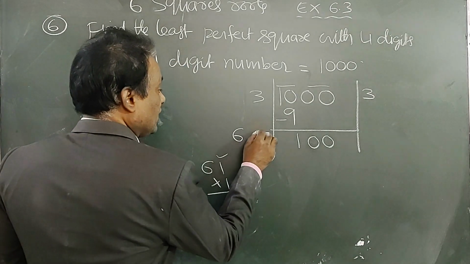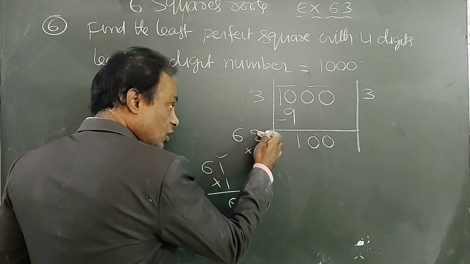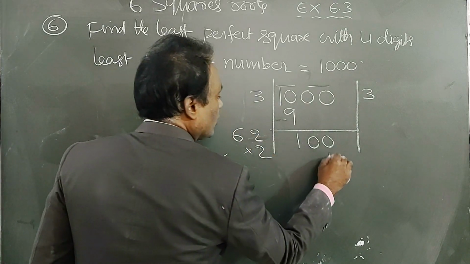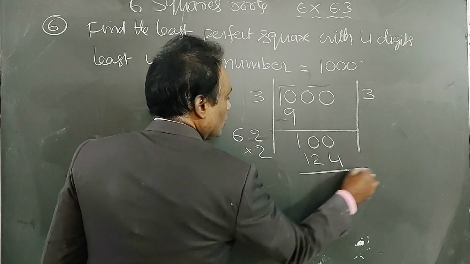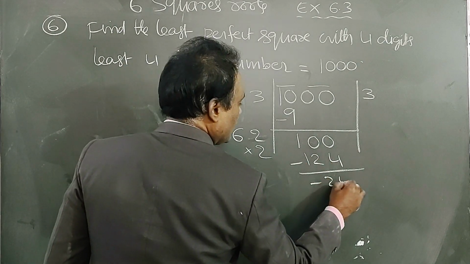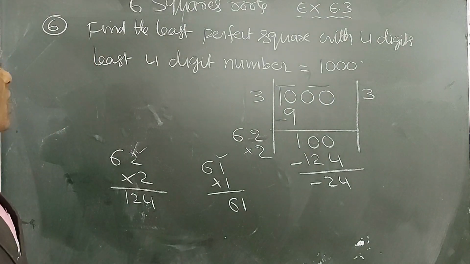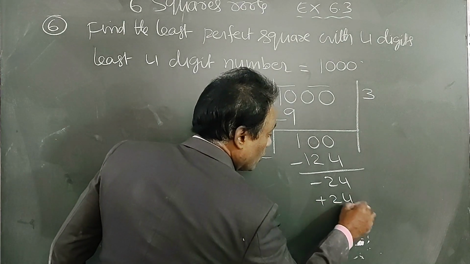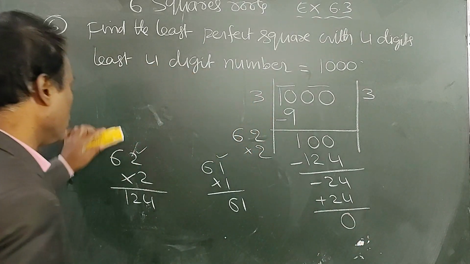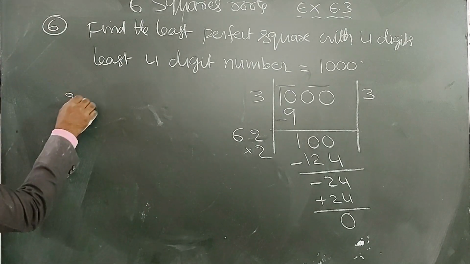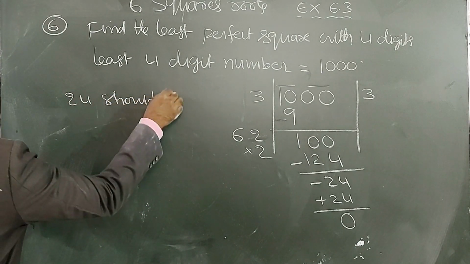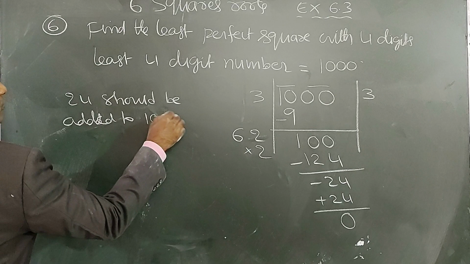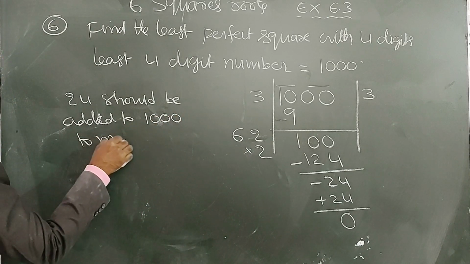So therefore, if we take 62, write 2 here. 3 plus 3 is 6. Write 2 and multiply with 2. So 2 2s are 4. 2 6s are 12. So that means subtract, minus 24. So minus 24 means, how to make it a perfect square? How to make it 0? So add 24 so that plus 24 minus 24 becomes 0. So therefore, see here, 24 should be added to 1000 to make it a perfect square.